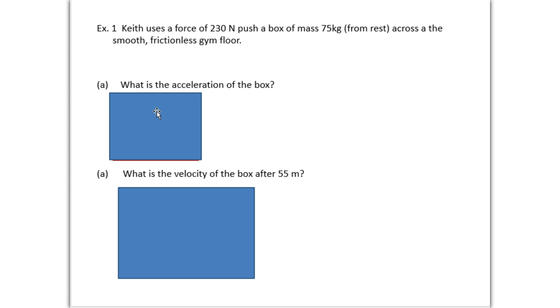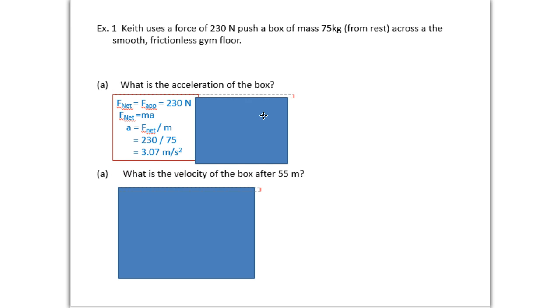Well, the overall force, or force net, is equal to the force that's applied, which is 230 newtons. So your force net is the overall forces going on here. And there's only one force involved since there isn't friction, and that's the applied force of 230 newtons. So to calculate your force net, it's mass times acceleration, and we're asked to find the acceleration. So divide both sides by mass, so you have force divided by mass, and you would end up with 3.07 meters per second squared. So then what's the velocity of the box after 55 meters?